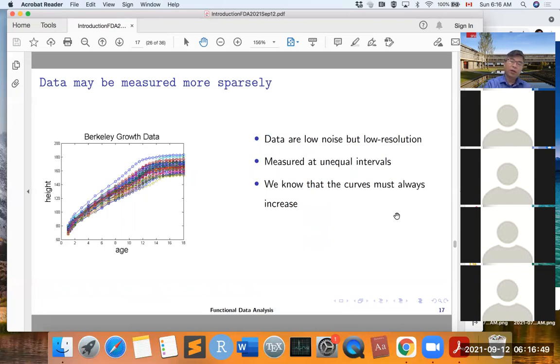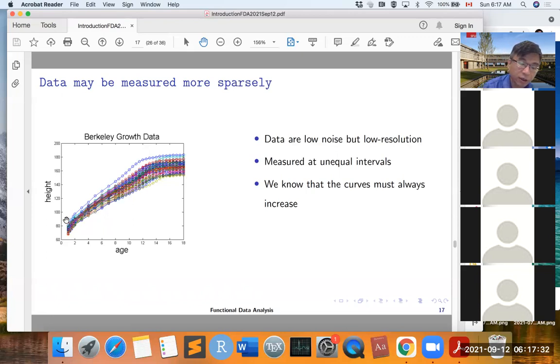The second example is about growth data. This is the height of, I think, around 20 girls from year 1 to year 18. You can see for this data set the measurement is pretty accurate. We know it's very easy to measure height. But at the same time, these measurements are not equally spaced.